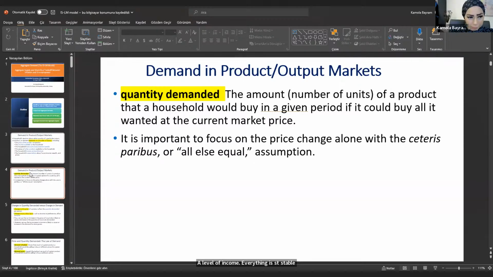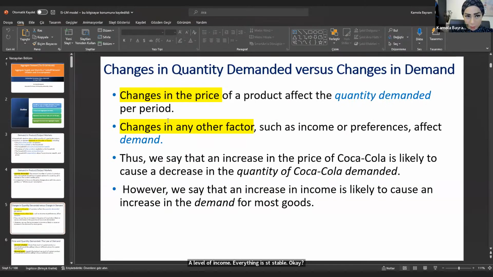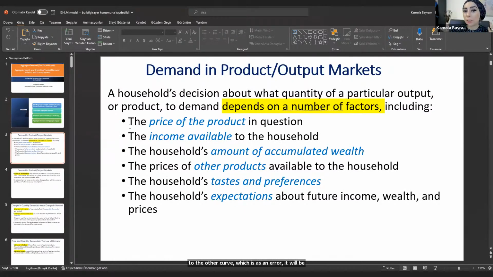Well, now let us move to the next: changes in quantity demanded versus changes in demand. That is very much important when it comes to supply and demand, and when we move to the other curve, the IS and LM curve, it will be the same, because we have changes in prices. Like, moving to slide number 3, we mentioned that we have the price of the products in question.